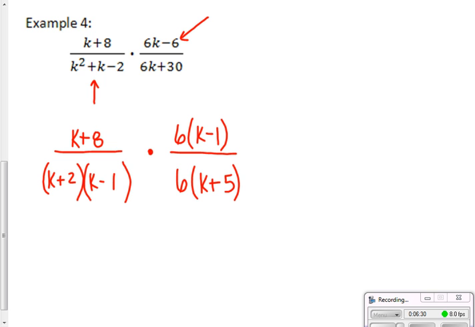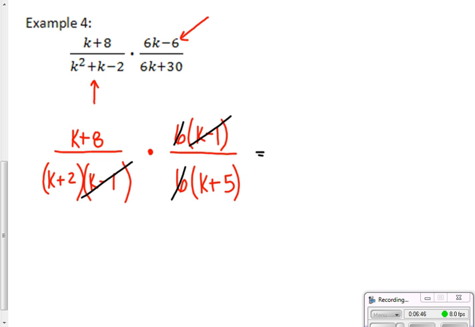Now that I've factored everything down, what I need to do is simplify even more and determine what I can take off the top and the bottom here before I multiply. Well, I can take a 6 off the top and a 6 off the bottom. I can take a k minus 1 off the top and a k minus 1 off the bottom.